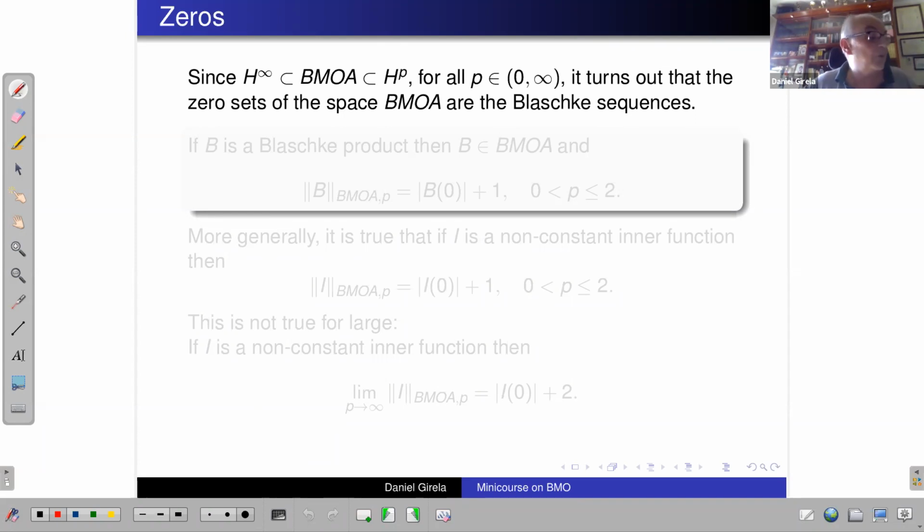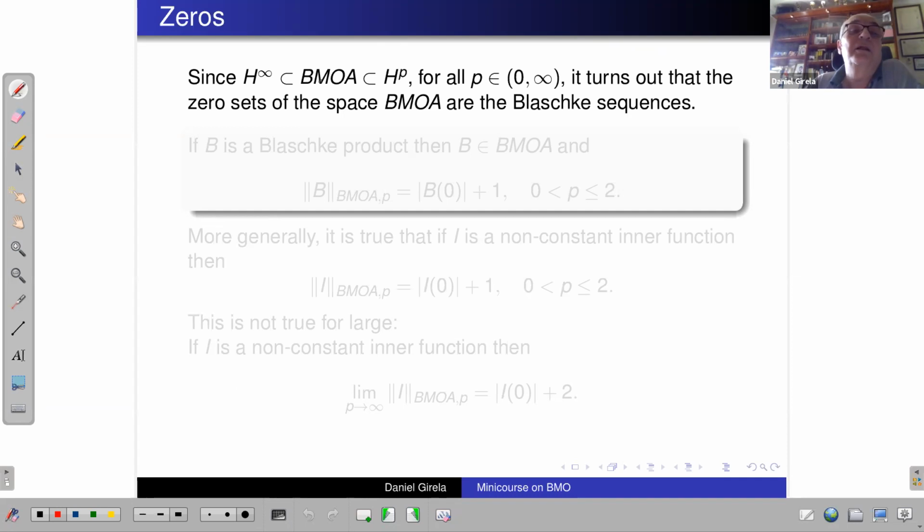If you remember, in some of the courses that were given in this program, there was a course on Bergman spaces, and there was a course on Dirichlet spaces. And in those courses, you remember that one of the sections was studying the zeros of functions in those spaces. In both cases, the sets of zeros were different from the Blaschke sequences. However, what do we have here with BMOA?